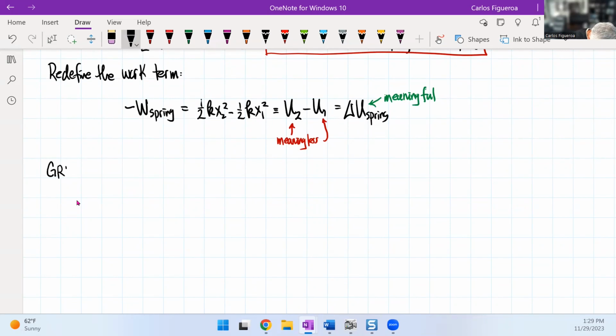Gravitational potential energy, which we typically write as UG.